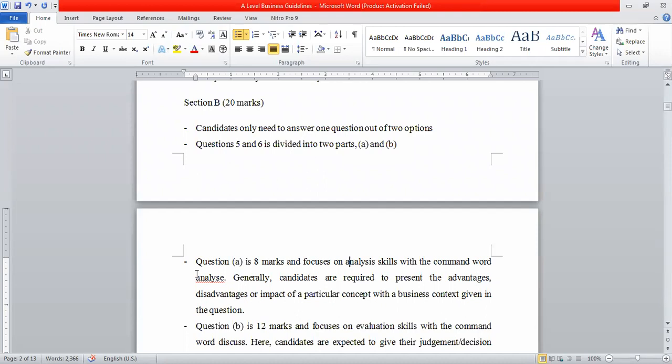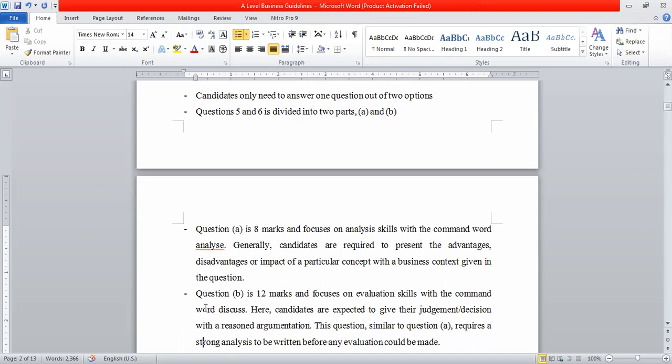Usually the question will say analyze, and so on. Generally, candidates are required to present the advantages, disadvantages, or impact of a particular concept with a business context given in the question. Based on the business context given, you will be asked to present advantages, disadvantages, or impact of that concept. But of course, you need to see the business context that is given there.